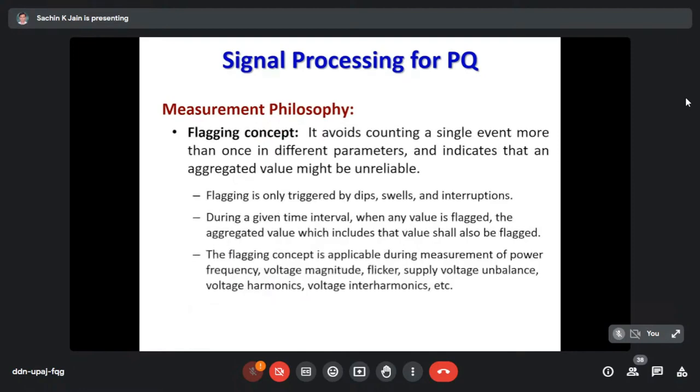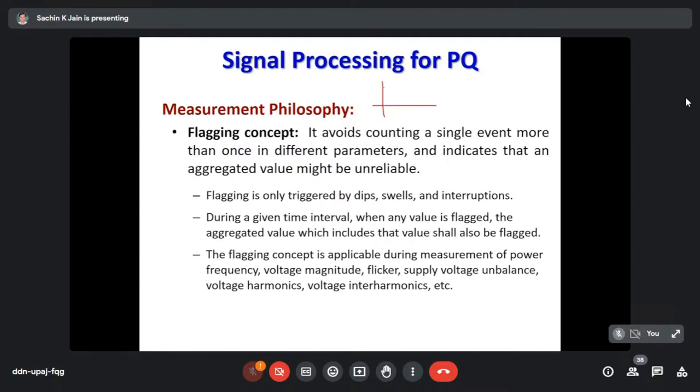Another concept is known as the concept of flagging. Flagging means when there is any event, dip, swell or interruption, then we flag it. Flag means we raise a flag, or we raise a kind of indication, some signal that there has been some event. During a given time interval, when any value is flagged, the aggregated value which includes that value shall also be flagged. What does that mean?